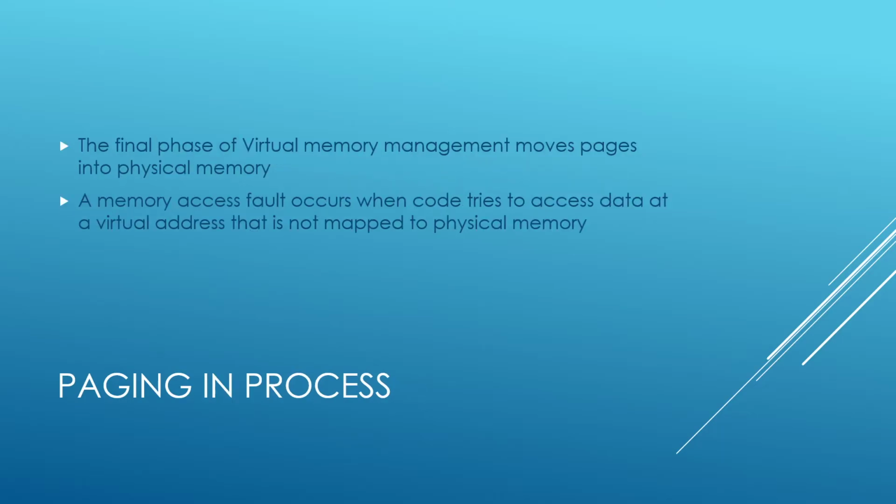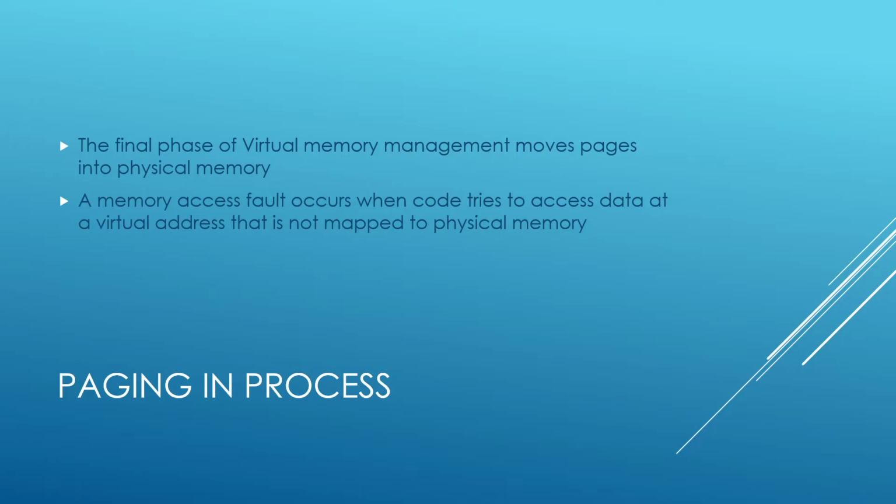Paging in process. The final phase of virtual memory management, which moves pages into physical memory. A memory access fault occurs when code tries to access data in a virtual address that is not mapped to the physical memory. So, as we learned, there are two different kinds of faults.